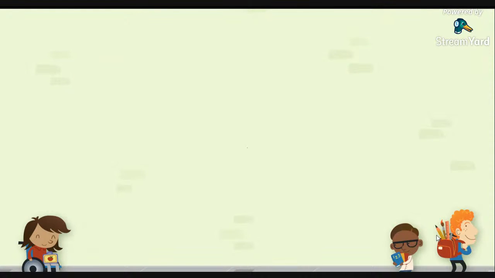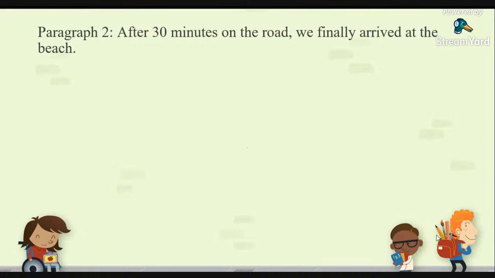Okay, paragraph number 2 is the climax for your story. Apa yang berlaku? Ingat balik, topik kita adalah a trip to the beach. So, paragraph number 2 usually talks about what happened at the beach. Okay, my first sentence is, after 30 minutes on the road, we finally arrived at the beach. Okay, kalau teacher memang teacher suka, paragraph number 2 terus cakap apa yang berlaku, apa sebenarnya kita nak cerita kat orang. Okay, so just add on the element of time here. How long have you been on the road? Okay, after 30 minutes on the road, we finally arrived at the beach.